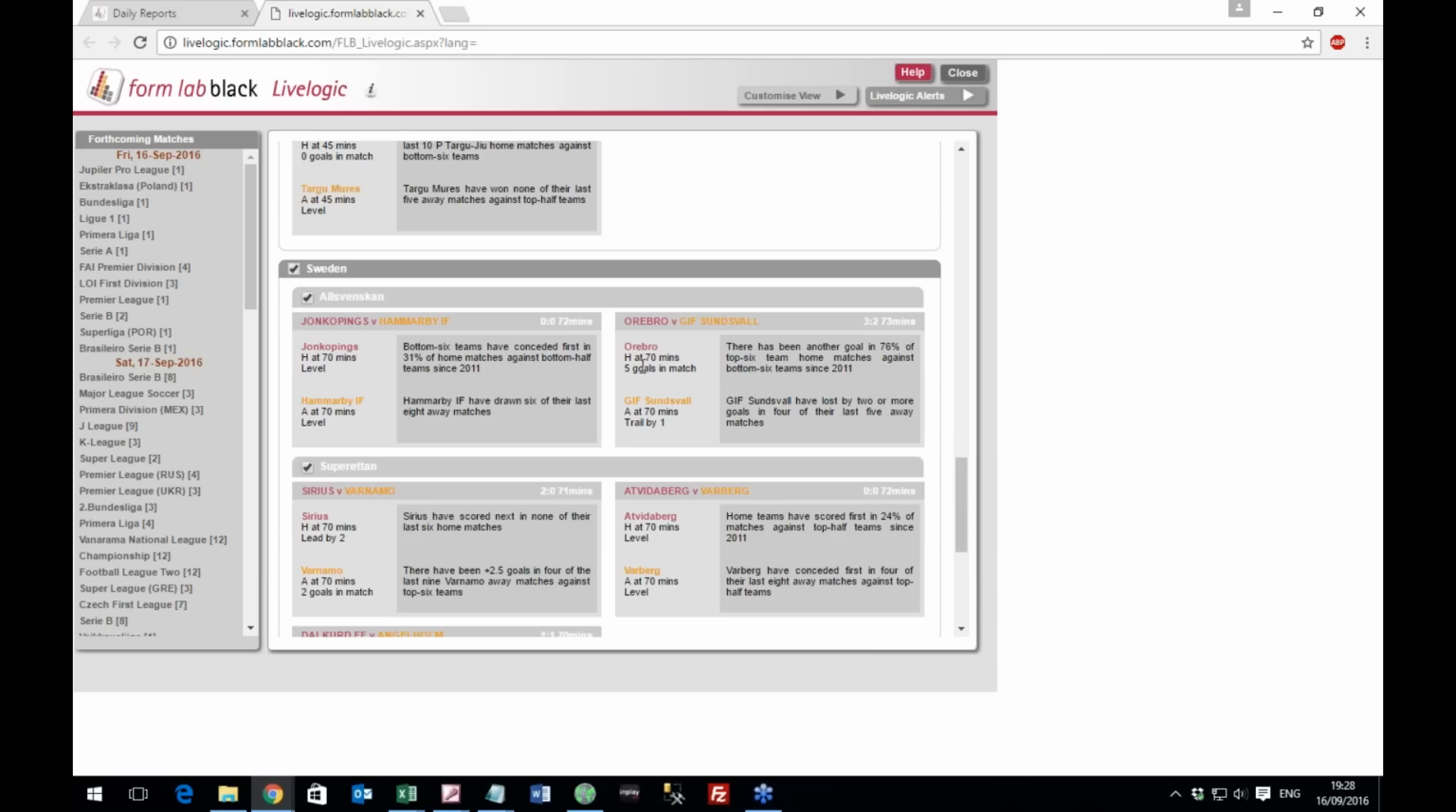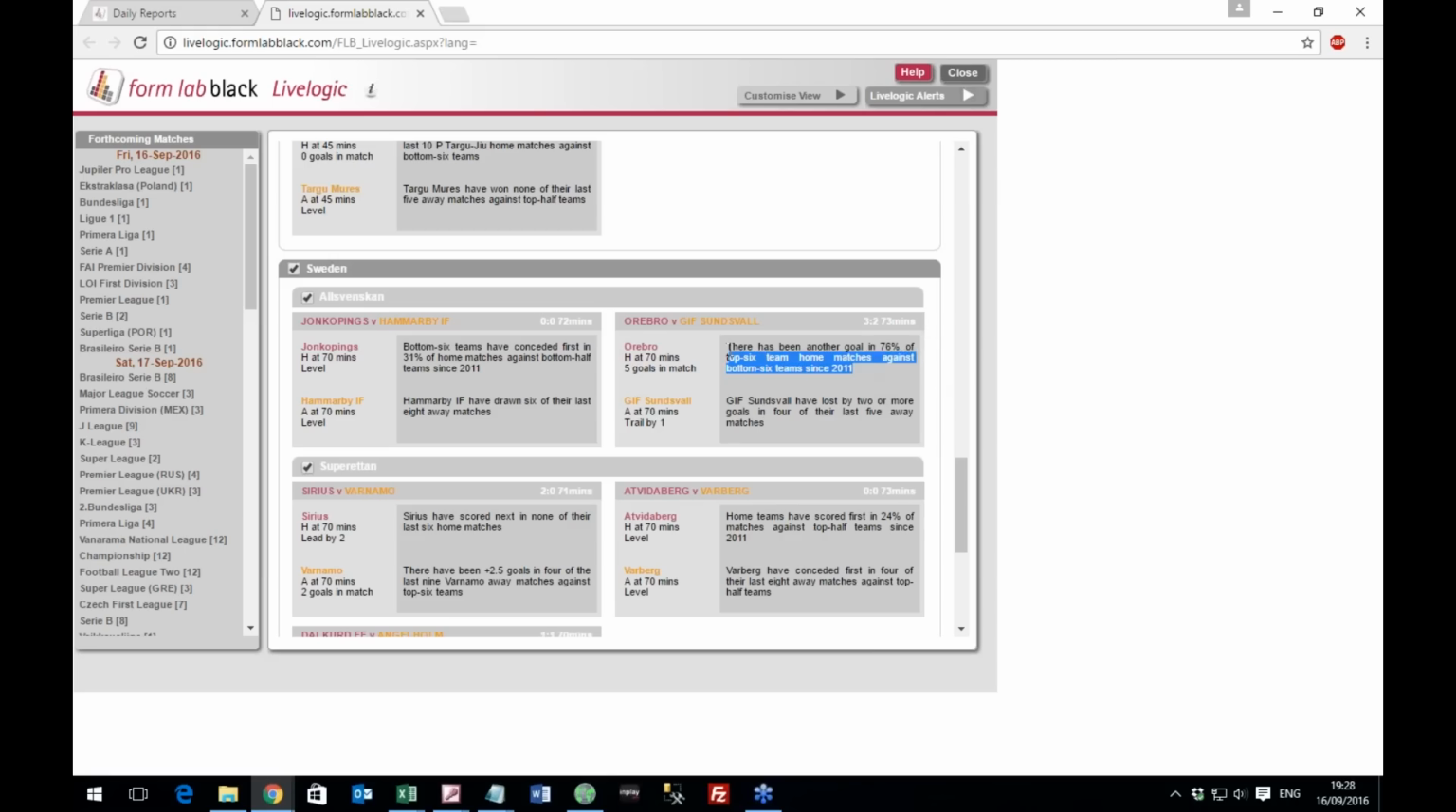Now, if we were to look at the market for that, we could see that the price on over 5.5 goals is going to be a lot longer than what we expect it to be. So you can get currently 1.75 on there being another goal in the game.